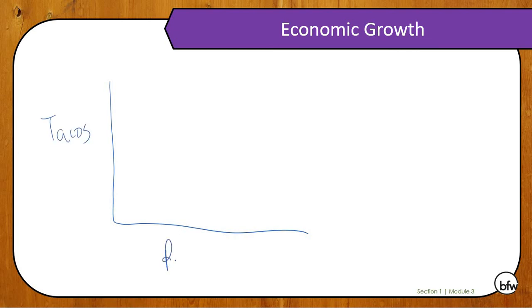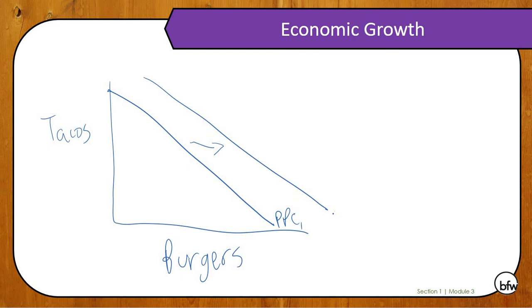This is where labeling the production possibility curve 1 was important. Let's say that we are here at PPC1. If there's economic growth, we're going to see a rightward shift and a whole new production possibility curve 2. That could be maybe the economy got a new technology that automated the process of making tacos and burgers, and so they were able to make more of them at a time. Maybe people got better at making tacos and burgers. We don't know exactly, but that's how we would illustrate economic growth there.